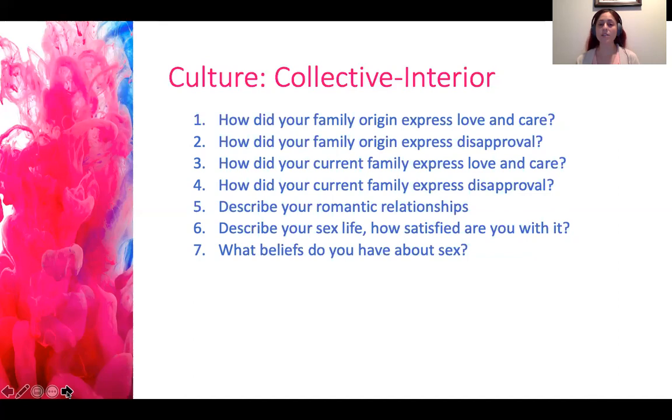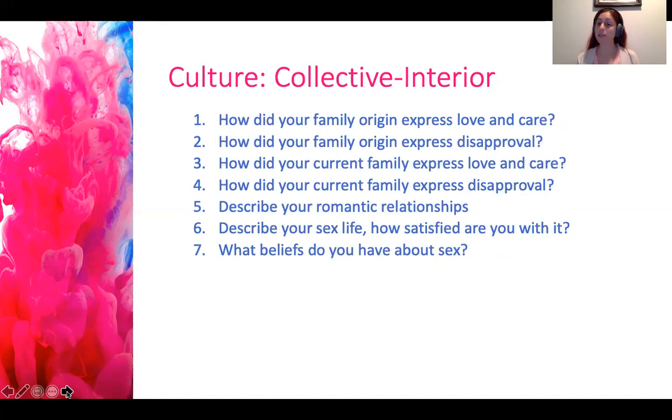Always take a stance of curiosity. If they say my family expressed love and care by buying me things, you could follow up by saying, did that feel affirming for you? Do you express love and care that way? Tell me more about what receiving those gifts felt like for you. Okay, those are all good questions.